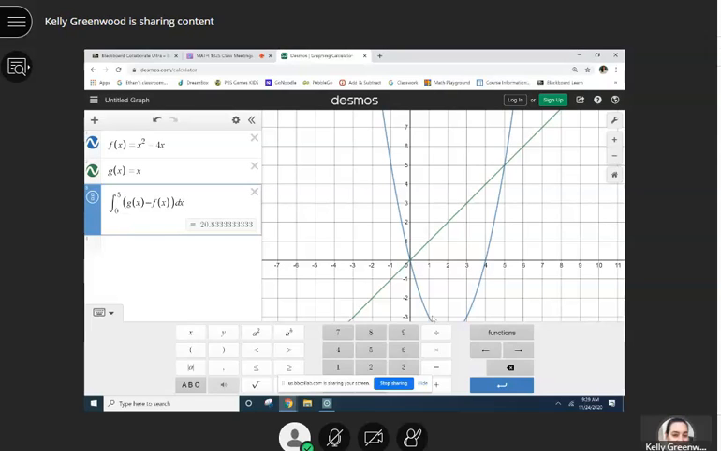Feeling okay with using technology to sketch each of the functions and then to use the picture you get to set up an integral? We feeling okay? Well, let's go set this up on our paper. What would I need to see?